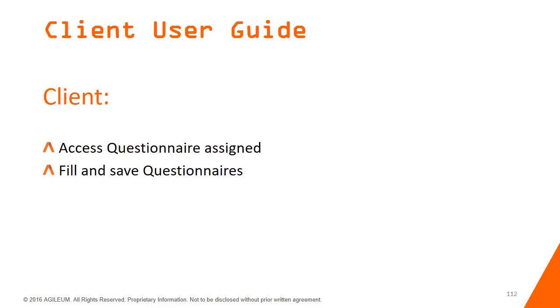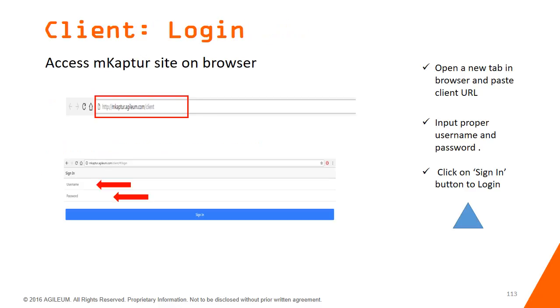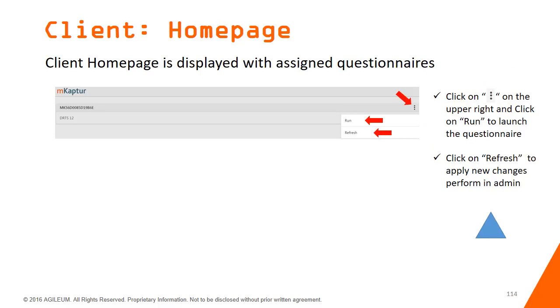The Client User Guide. Access the mkaptur client website on a browser. Enter the correct username and password, and then click on Sign In. On the client homepage, a list of all questionnaires assigned to the user is displayed. Click on the three dots icon, and then select Run to launch the questionnaire.